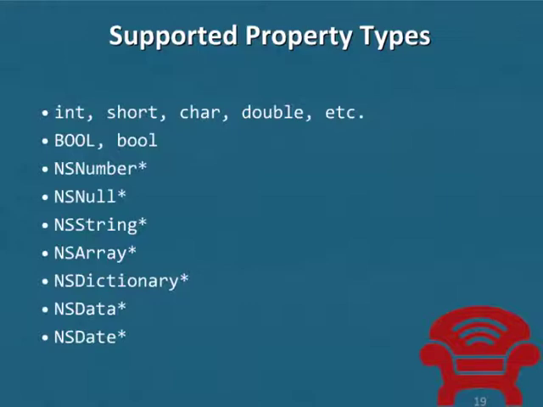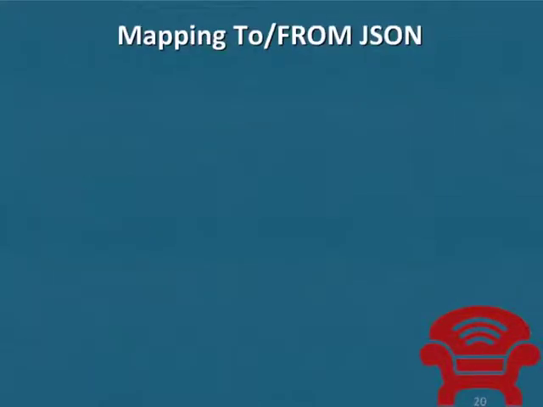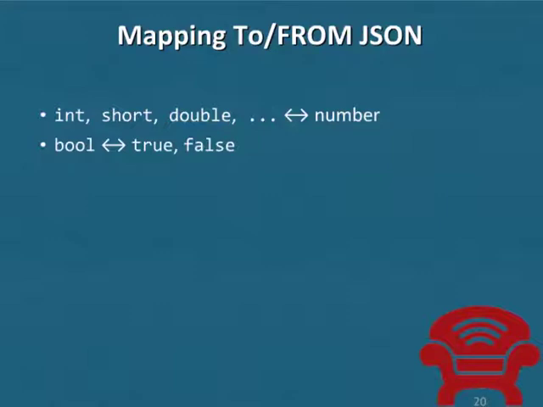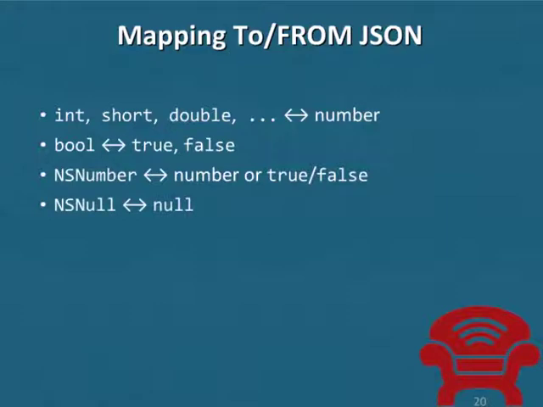And the way that these get mapped to JSON is that the numeric types obviously get just turned into JSON numbers. The lowercase bool type will map into true and false. NSNumber objects will map into either a plain number or true and false. So if you used an NSNumber with a Boolean, then the value that will go into the JSON is actually going to be the true or false instead of a numeric value. NSNull, of course, maps to a null value in JSON.